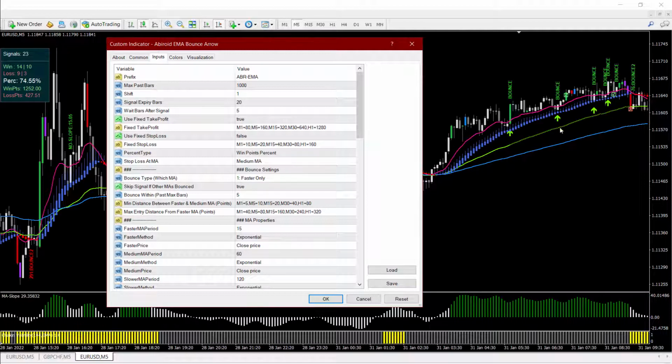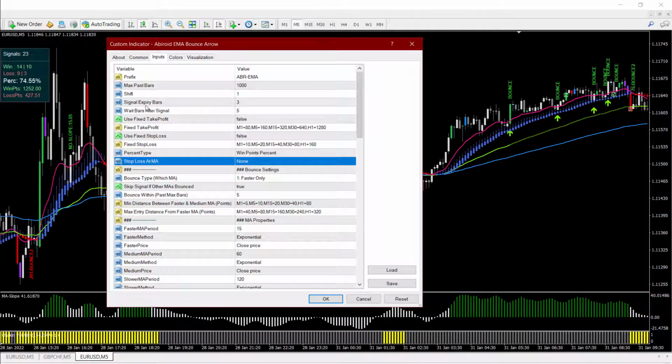Now all of these arrows are the actual signals, but in order to get these win and loss percentages, we can use these particular settings. Now if you are using binary options and you are only interested in the next few bars, and you want to see how this will perform, you can just set the signal expiry bars to 3 or 4 or whatever, and you can set this fixed take profit and fixed stop loss to false. And I'll also set the stop loss at MA to none.